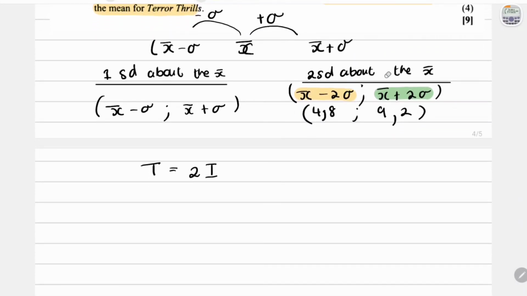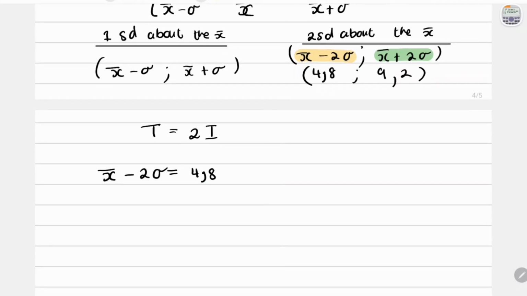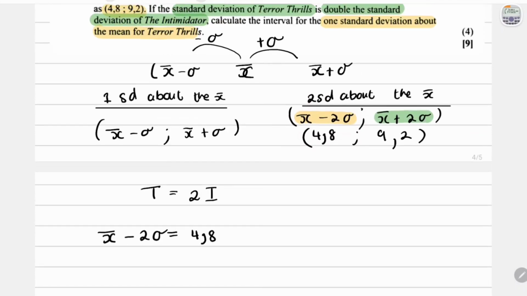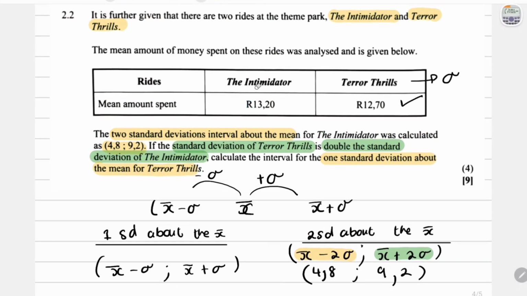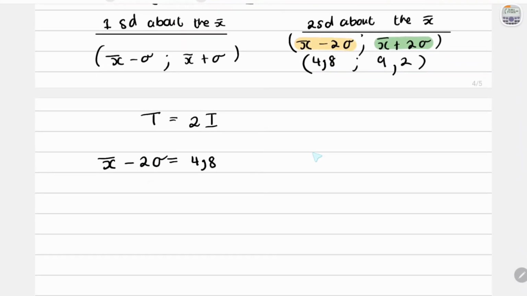Since we know that two standard deviations about the mean for the intimidator are these, it means that you need to take the mean minus two standard deviations and it should give you 4.8. Okay, and we can actually use this to find the standard deviation of that ride, specifically that intimidator first of all. So let's go ahead and calculate this.